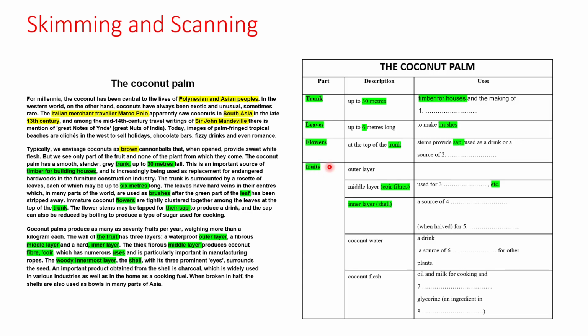Next one is fruits. Here they give the information about the fruit. Then they talk about the outer layer, and they give the outer layer here. Then they talk about the middle layer, coir fibers. Here they talk about coir fiber. That is how we find the location of our question.